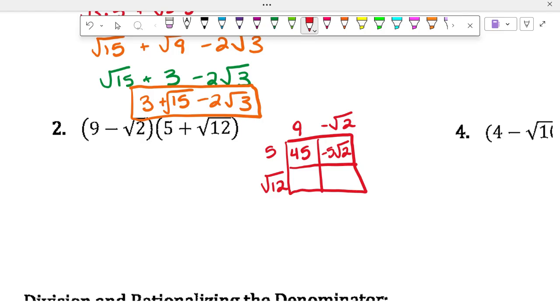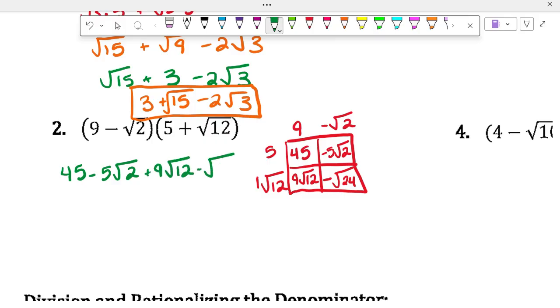So 9 times the square root of 12, that'd be like 9 times the 1 in front of the square root of 12, which is 9 square root 12. Then 1 times negative 1 is negative 1. 12 times 2 is square root of 24. Does everyone follow what I just did? Then you just take everything out of your box and combine or simplify where you can. So it'd be 45 minus 5 square root 2 plus 9 square root 12 minus square root of 24.